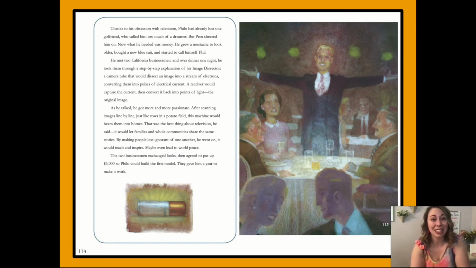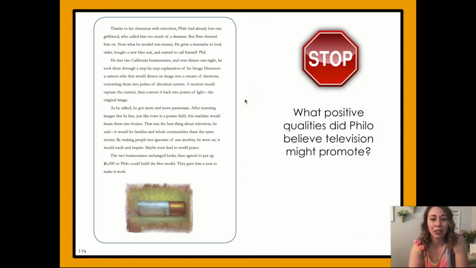And guys, remember, at this time especially, $6,000 is a lot. In the 1920s, $6,000 is really a lot of money that they are just giving him. They're loaning him the money to be able to make his idea of creating this TV come to life. So what positive qualities did Philo believe the television might promote? And we talked about this a bit on the last page. So what did he think the television would do that was a good thing?